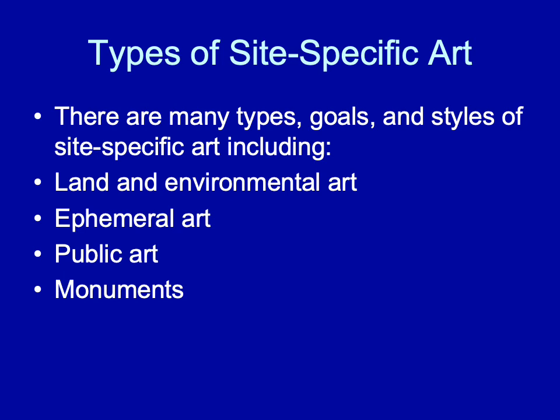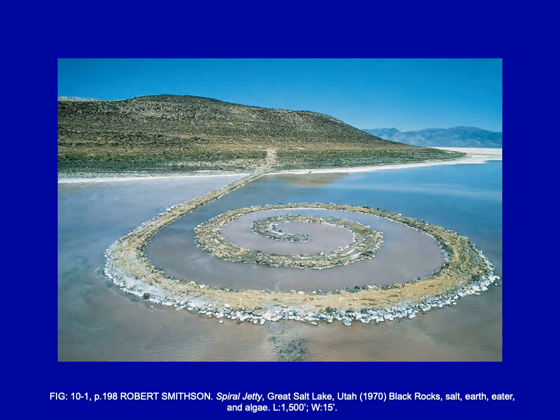And then site specific art and outdoor art, these things are usually outdoor and open to the public. So land art means that it's the earth that's been manipulated. And this is a piece in Utah where it goes into the lake and it makes this spiral. And depending on the level of the lake, sometimes it's visible, sometimes it's not.